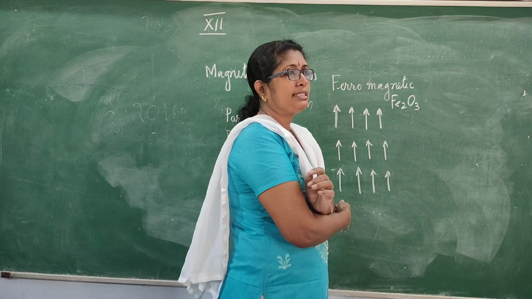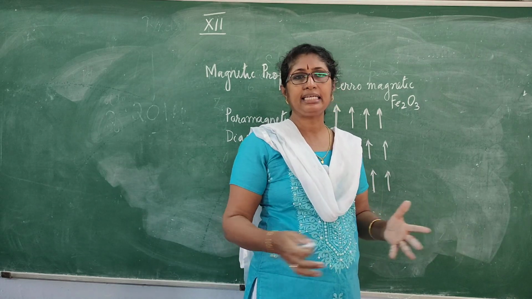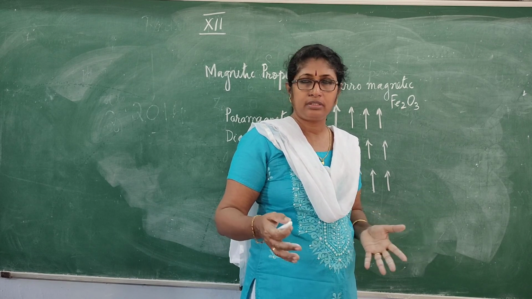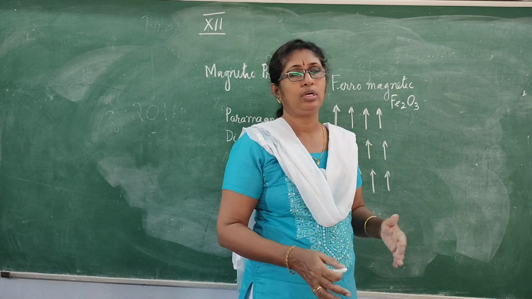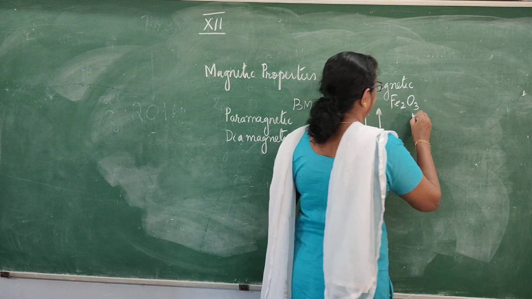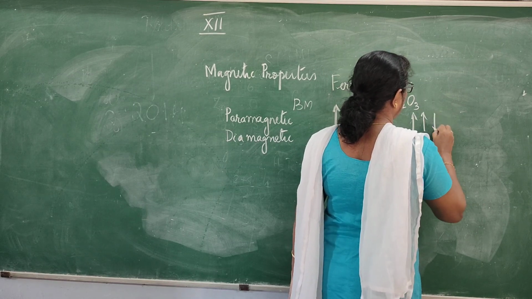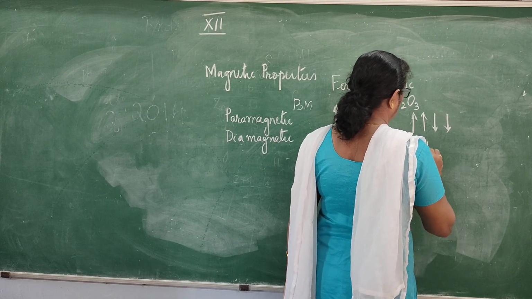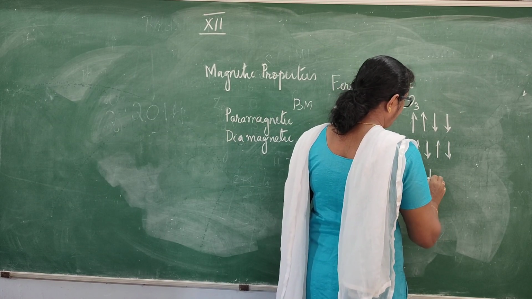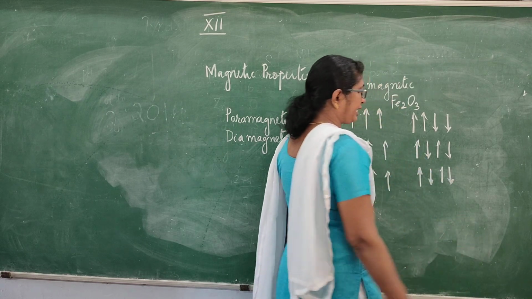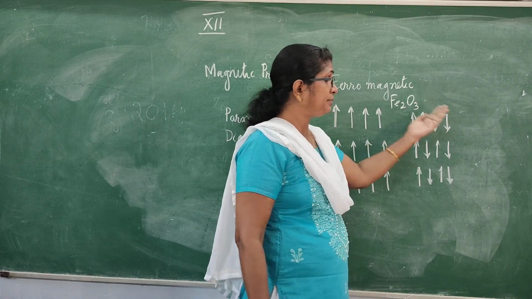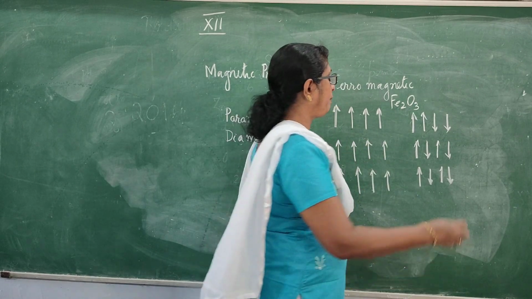Now, there are certain other substances whose magnetic domains are arranged in such a way that the net magnetic moment is zero. That is, the same number of magnetic domains are arranged in the opposite direction. For example, like this. If the magnetic domains are arranged in different opposite directions so that they cancel each other, then such substances are called antiferromagnetic substances.